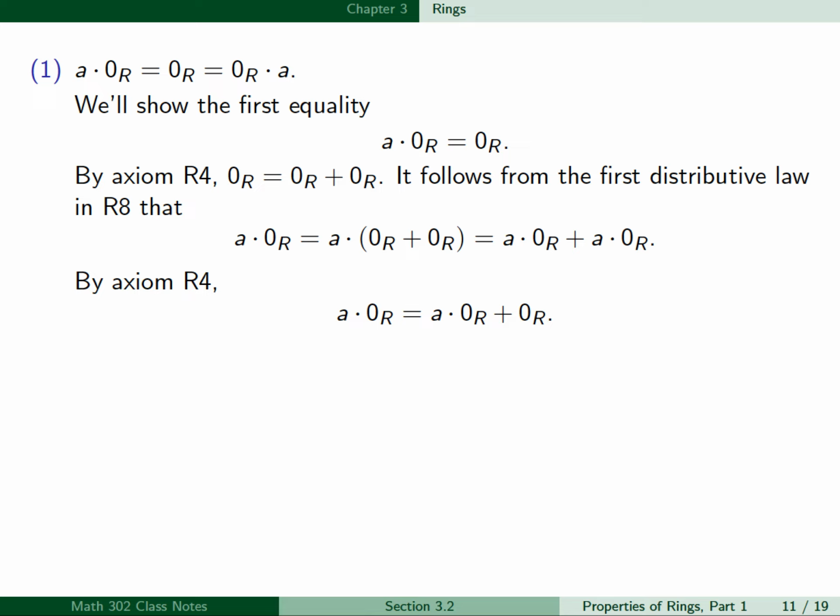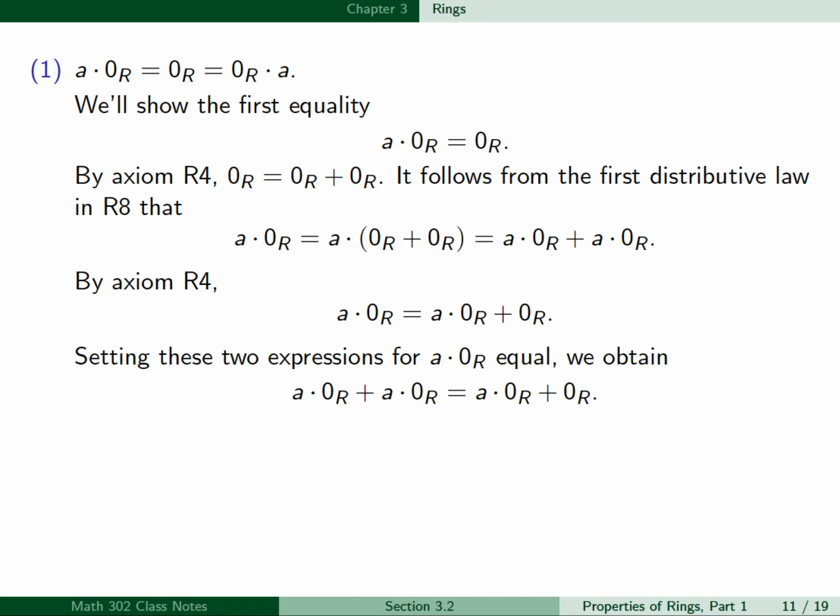Now by axiom R4, A times 0 sub R will be equal to A times 0 sub R plus 0 sub R. So now we have two equations for A times 0 sub R, and setting these two expressions for A times 0 sub R equal, we obtain A times 0 sub R plus A times 0 sub R equals A times 0 sub R plus 0 sub R. Okay, now we can apply our cancellation property, because on both sides of this equation we have A times 0 sub R. So Theorem 3.4 now implies that A times 0 sub R equals 0 sub R, and that's what we needed to show.